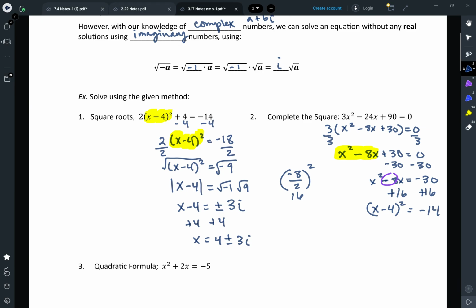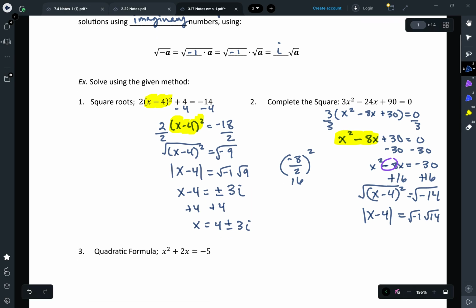So now that I have a squared quantity by itself equal to negative 14, I'm going to square root both sides. So now I've got absolute value of x minus 4 equals square root of negative 1, square root of 14, which means x minus 4 equals plus or minus i root 14.